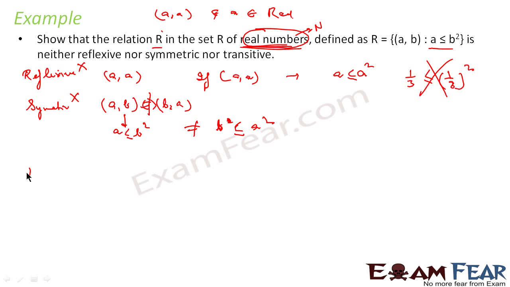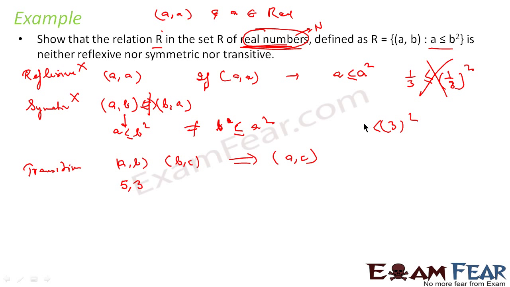Third thing is the transitive. For transitive, what I told? For transitive, I told if (A, B) is a member, (B, C) is a member, this should imply that (A, C) is also a member of this relation set. Now we'll take some example. For example, we take A as 5 and B as, let's suppose, 3. So B square is 9, and 9 is greater than or equal to 5. Correct? Now let's take here 3 because B has to be 3. And C, let's take 2 because 2 square is 4.